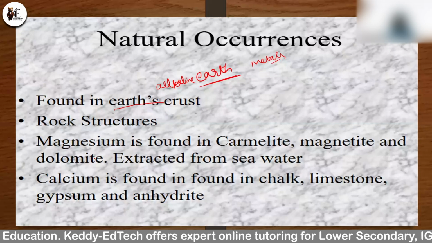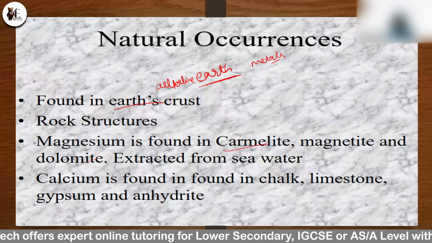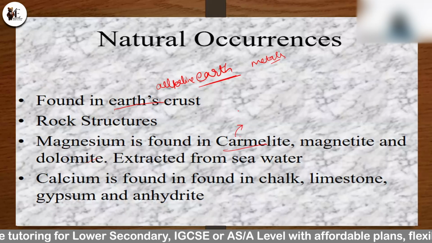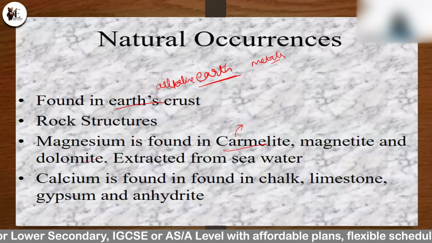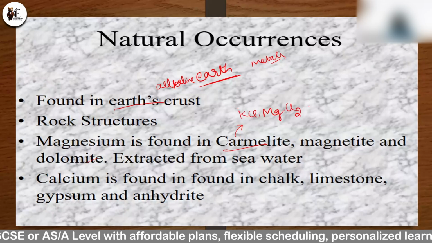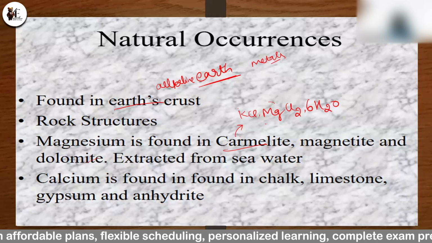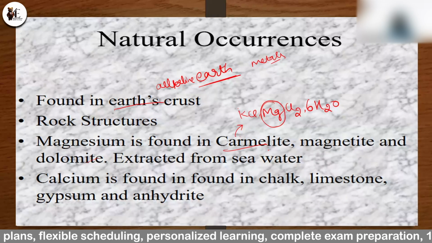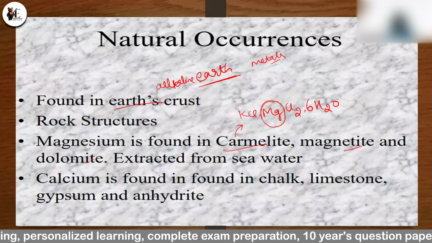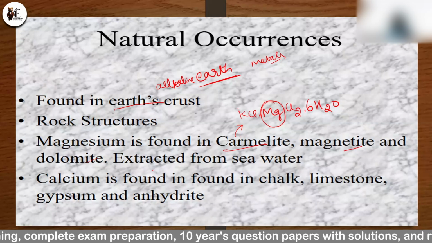In rock structures also, magnesium is found in carnallite. Carnallite is an ore from which magnesium is profitably extracted. You don't need to remember the formula, but let me tell you, it is KCl.MgCl2.6H2O. So this is an ore from which you can extract magnesium profitably and conveniently. Magnesite and dolomite are also names of ores. What is an ore? From an ore you can extract the metal.